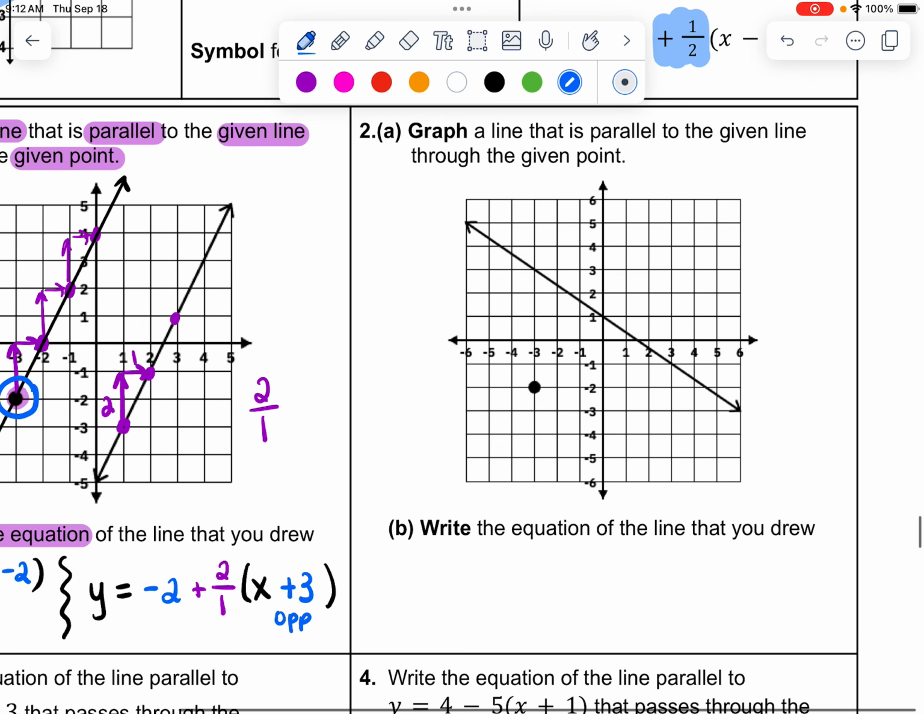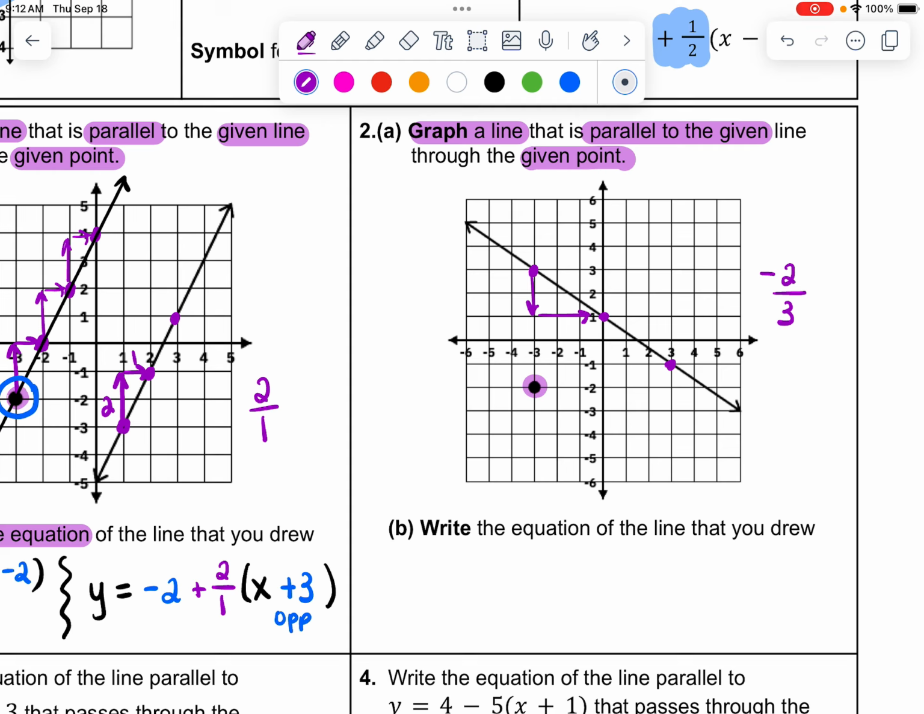Let's try this again. So in problem number 2, I'm asking you to graph a line that is parallel to the given line and goes through this new point that I gave you. Step number 1 is to figure out the slope of the line that we're trying to be parallel to. So the line on this paper has a few nice points. It looks like I'm going to be going down 2, right 3. So -2/3 is my slope.